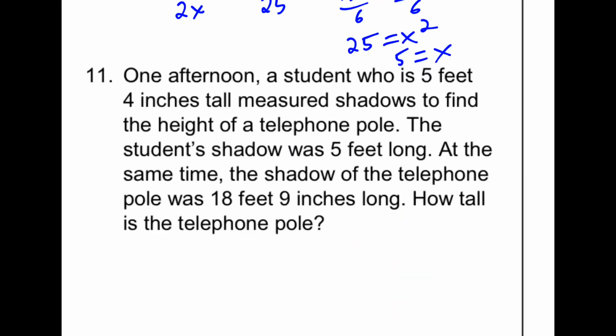Number 11. One afternoon, a student who is 5 feet 4 inches tall measured shadows to find the height of a telephone pole. The student's shadow is 5 feet long. At the same time, the shadow of the telephone pole was 18 feet 9 inches long. How tall is the telephone pole?